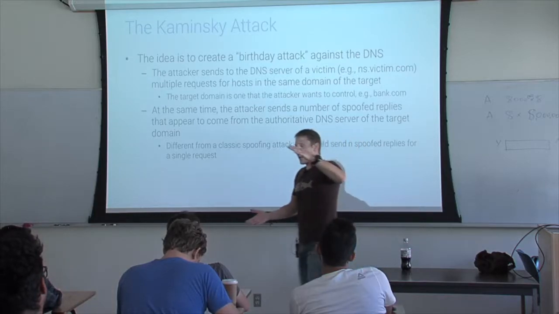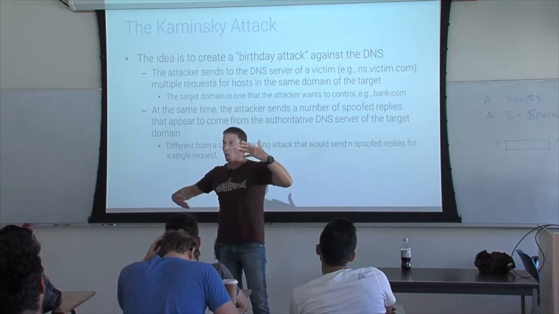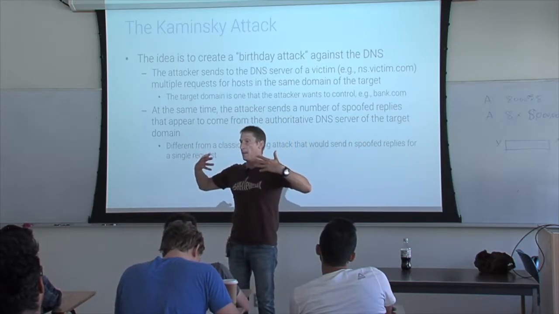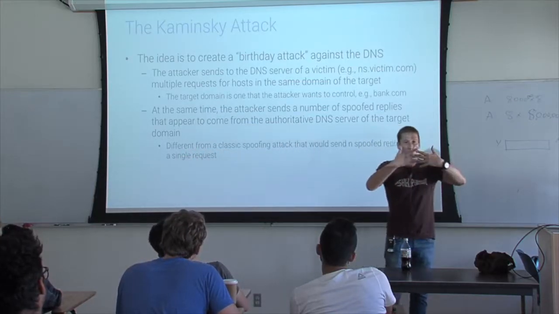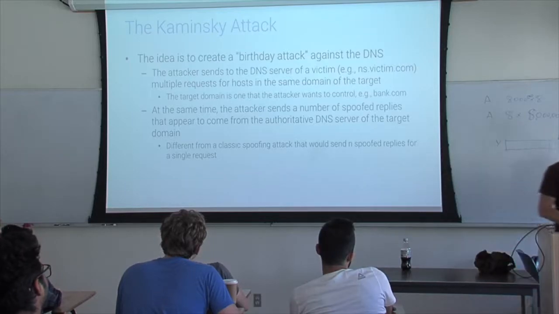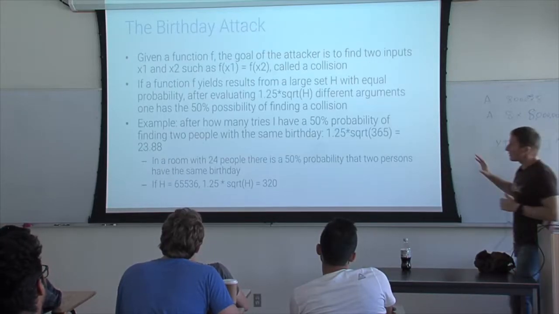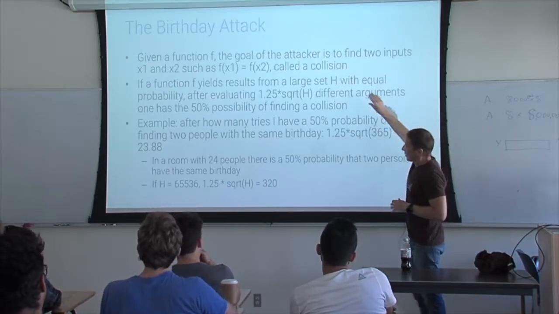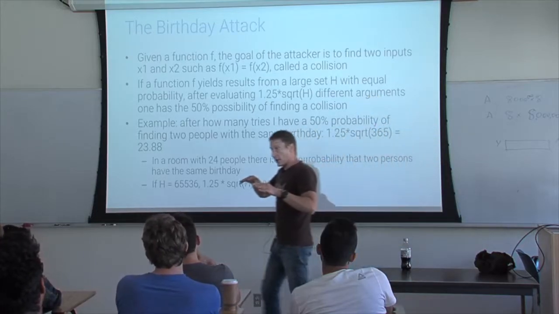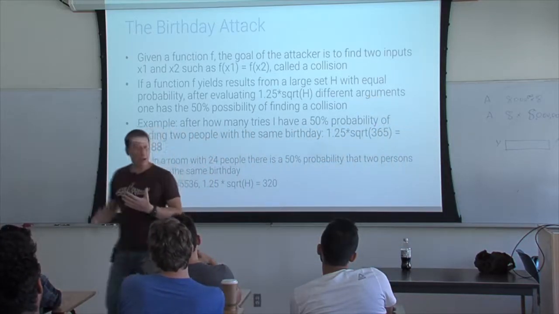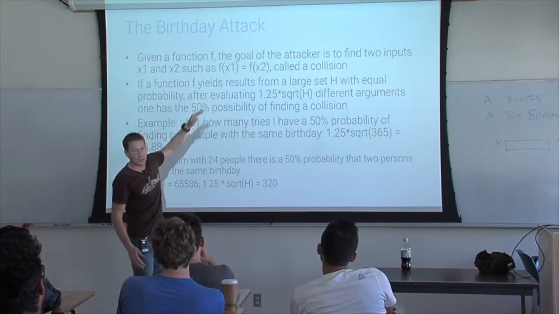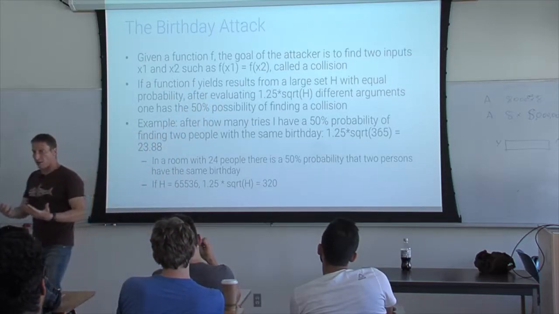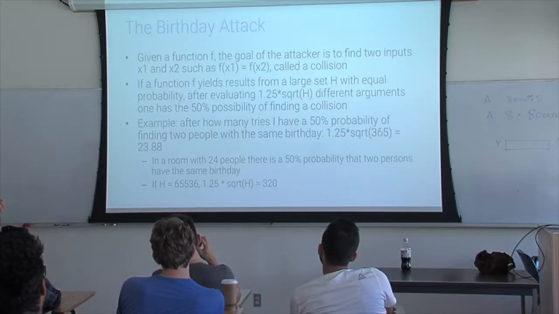The difference is that you send a lot of spoofed replies. And the birthday attack is you want to create a collision. So you want to send a lot of requests and a lot of replies, hoping that one of the two match. So to explain the birthday attack, what we just experienced in class is exactly a collision. If you can find two inputs that produce the same output, as you have seen in crypto, you have a collision.